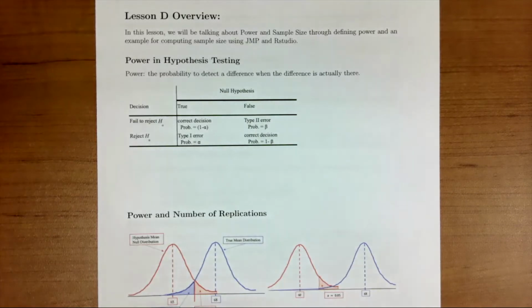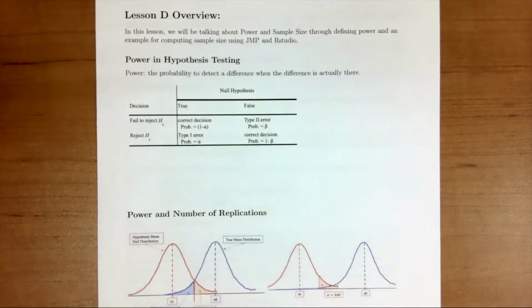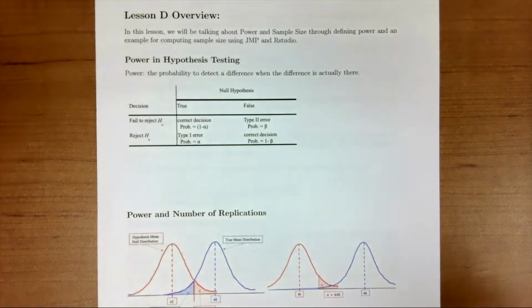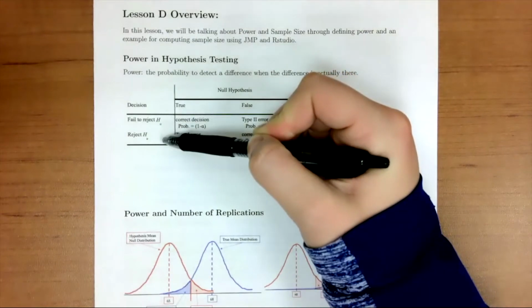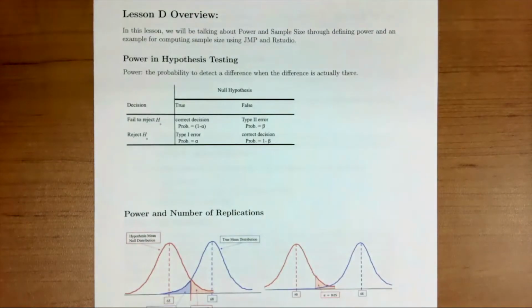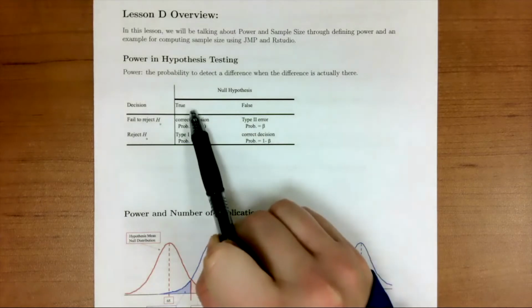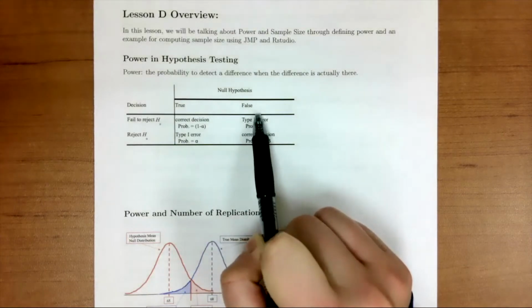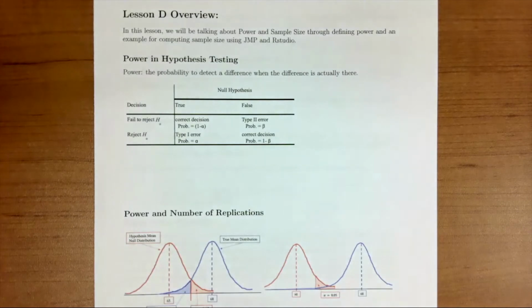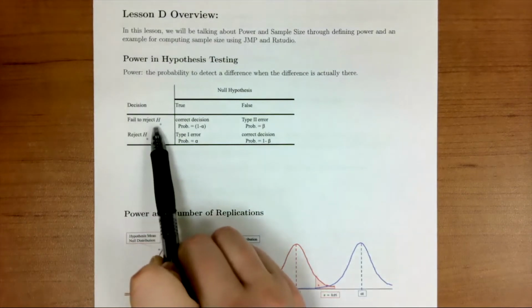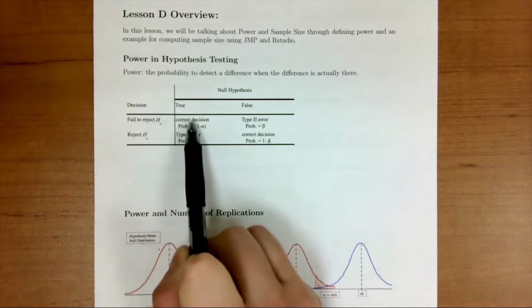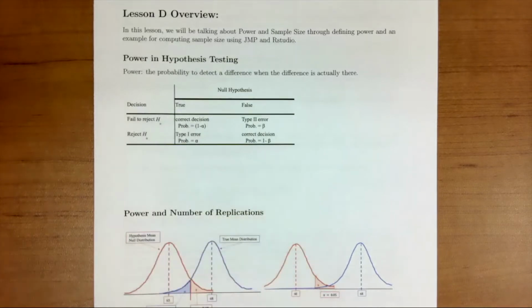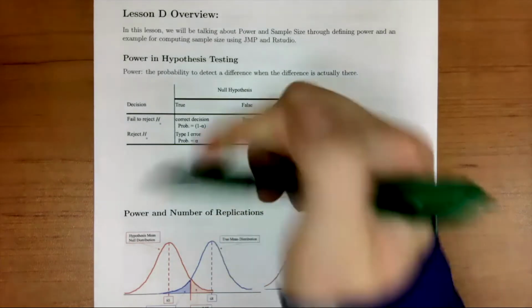So that's going to fall into this decision table right here. And the decision is to either fail to reject H naught or reject H naught. This comes from our analysis with our p-values, which we've talked about in previous lessons. And we're going to compare it to whether the null hypothesis is true or not. Okay, so if we fail to reject the null hypothesis and the null hypothesis is true, then we're making a correct decision. So this is a good thing.